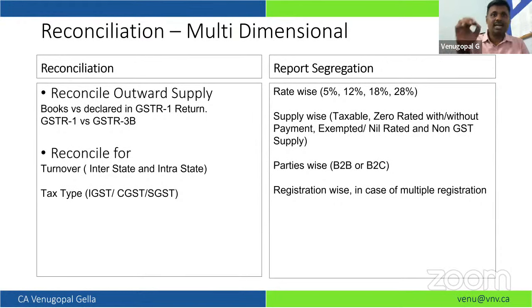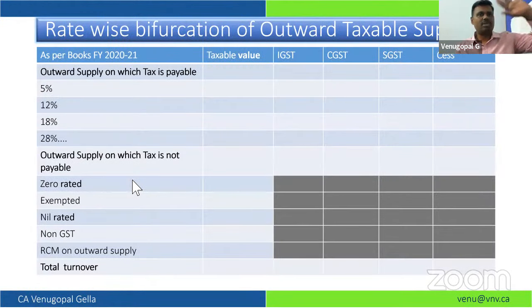For filing your R9, this information is a must. So how do I prepare it? Same turnover which you have derived in the previous slide, you put 5%, 12%, 18%, how much? That is one section. How much is taxable, exempt, zero rated? Put it in another section.